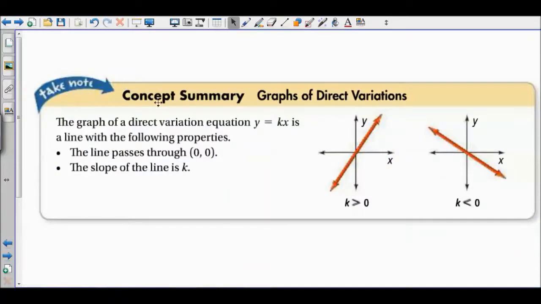So this kind of sums it up for us. The graph of a direct variation equation, y equals kx, has these properties. The line passes through 0, 0, that's the origin, and the slope of the line is k. If k is larger than 0, meaning it's positive, it's going to point up. If k is less than 0, the slope is negative, it's going to point down.